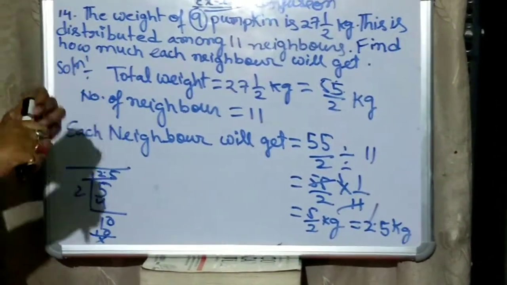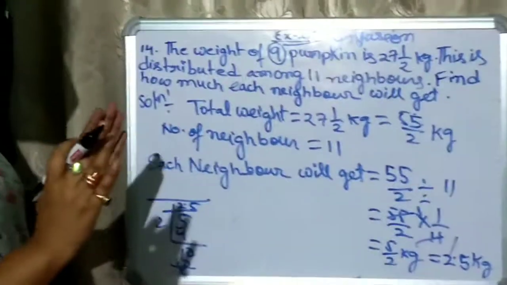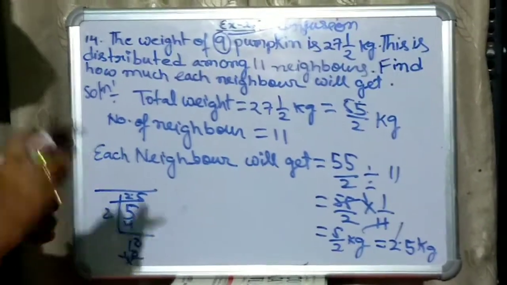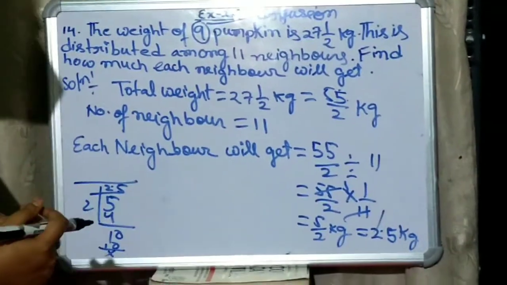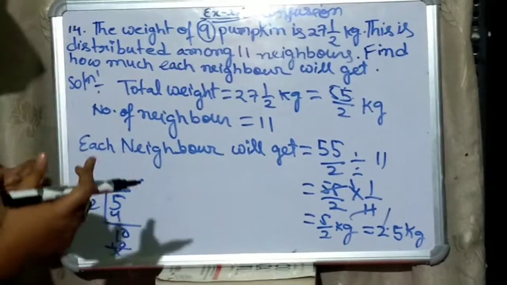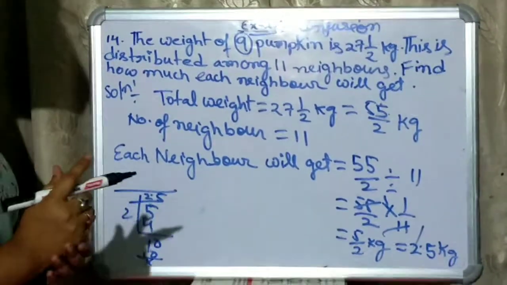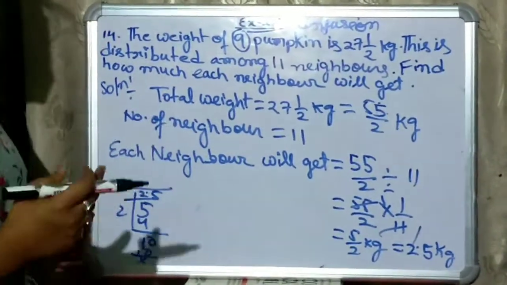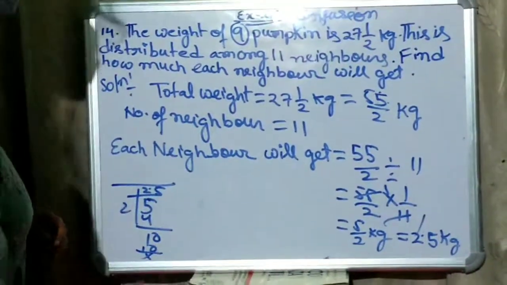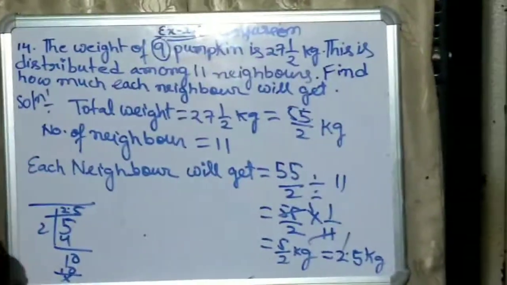If I ask you, the total chocolate is 100. If I want to distribute among 10 members, then each member will get how much chocolate? 100 divided by 10 is 10 chocolates. The same case is this one also.